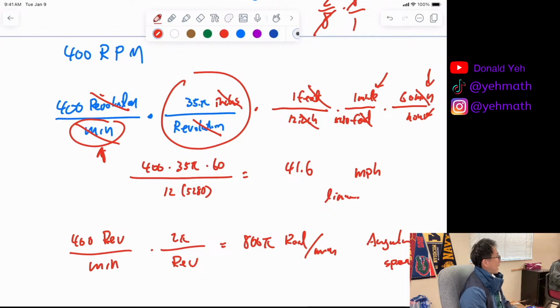Because that's how much each revolution is going to change. It's 2 pi. It's a circle. 2 pi is a circle. Good question.